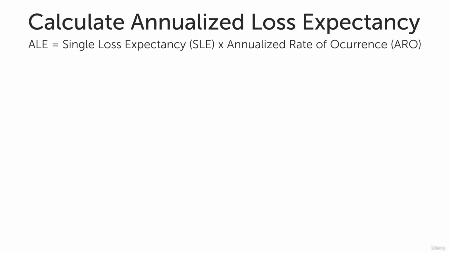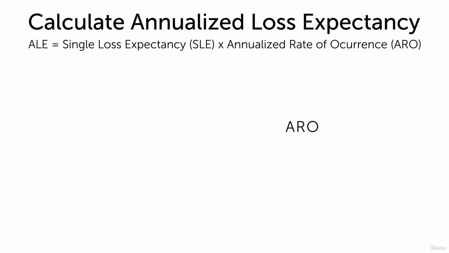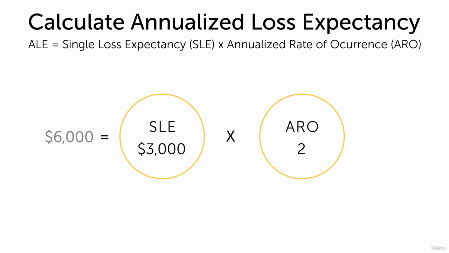So for example, we already know that in our example of our e-commerce website, a single negative incident of 3 hours of downtime is going to cost us about $3,000. That's one incident. Well, let's say that our ARO, annual rate of occurrence, is 2. We expect that will happen twice per year. Well, that means if we multiply the single loss expectancy of 3,000 by 2, we get 6,000.